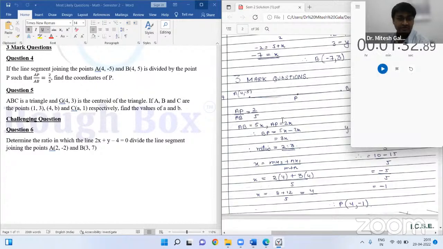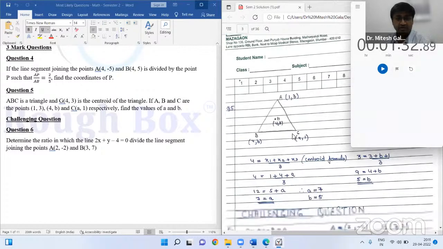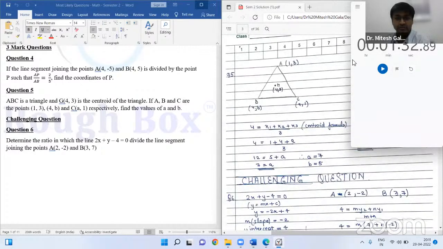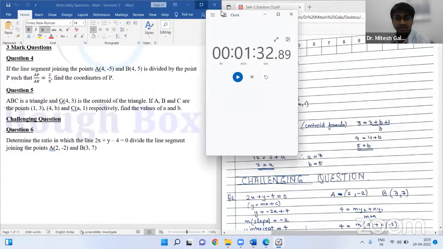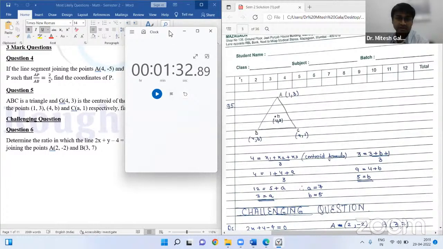Wow, chalo, 50 reached. Let's look at the solution. So the centroid formula we know is (x1 + x2 + x3) upon 3. So when you apply that, you get the value of a as 7 and b as 5. Is that what everybody got? Yes, sir.